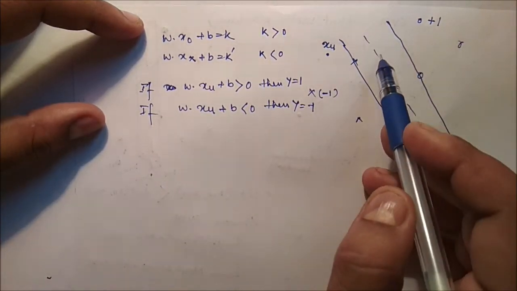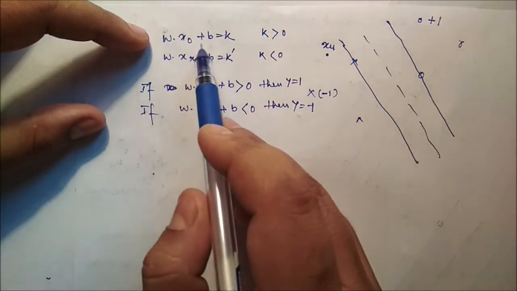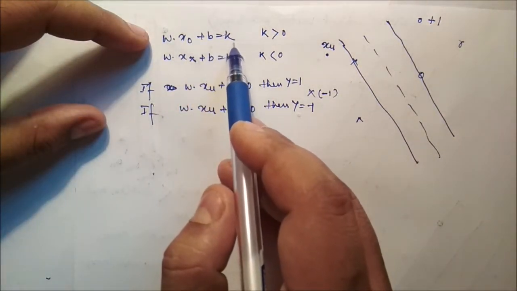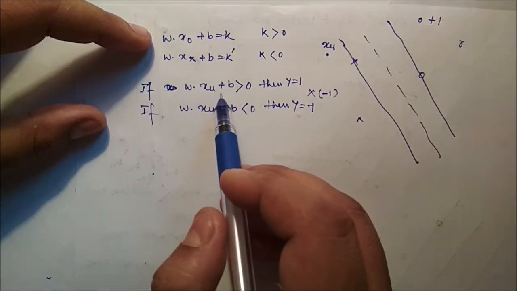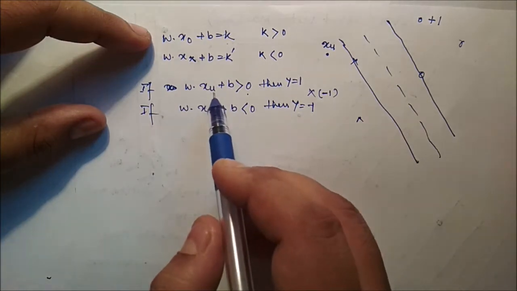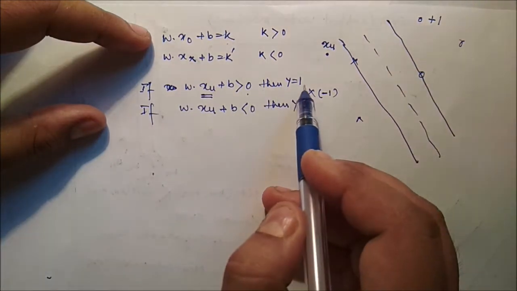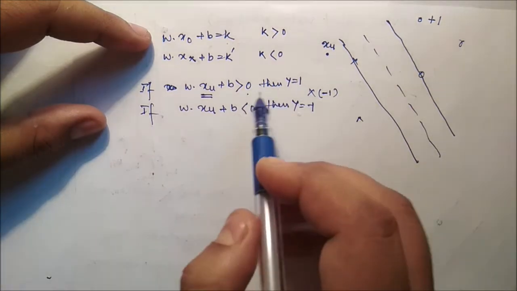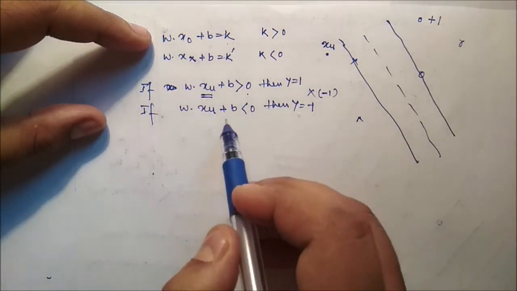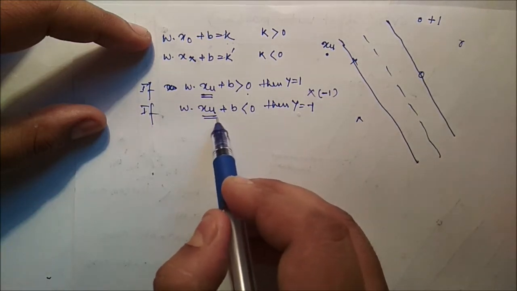So if a data point is above the decision boundary, then w dot x0 plus b is equal to k. And for unseen data, if it is greater than 0, because k is greater than 0, then we assume that the unseen data must belong to class 1, that is the 0 class. And if it is less than 0, that means we can say it is class label -1, that is the cross class.